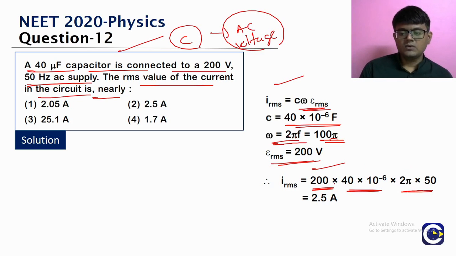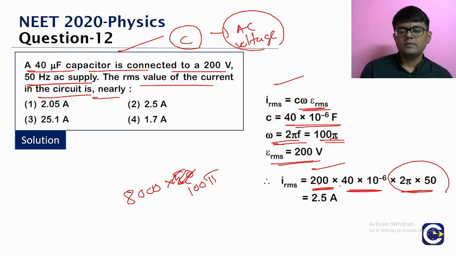Okay, so we can look at it. So this is what? 200 into 40, that is 8,000. Okay, 8,000 into 50, or rather we'll take it as what? 2 pi into 50 is what? We'll take it as 100 pi. Okay, so this is 8,000 into 100 pi. This is 8 into 10 power 5 pi. Okay, so that's what we got.